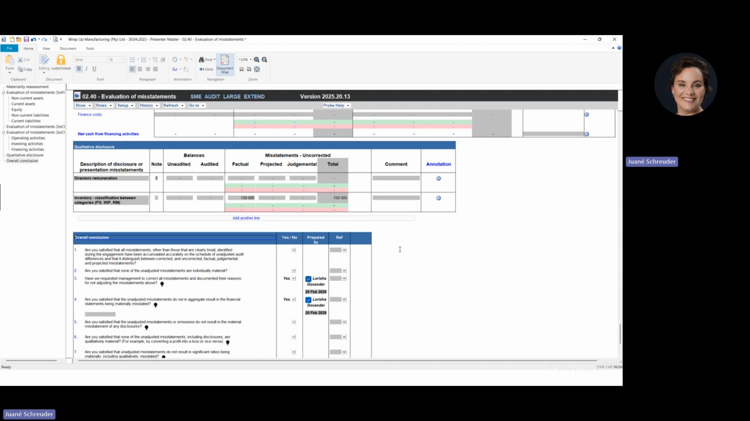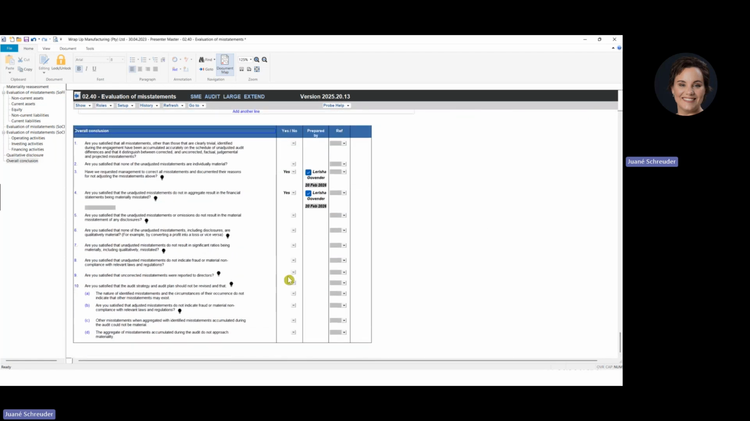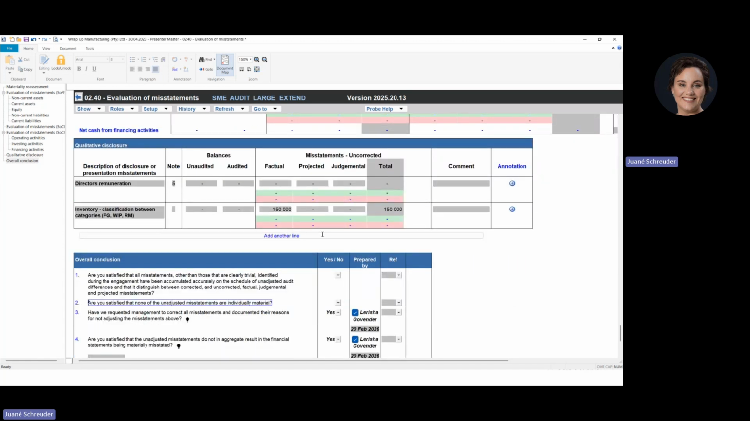Now, the overall conclusion talks about the journal entries. It talks about all misstatements. So the misstatements in the statements that we had earlier on, cash flow, balance sheet, income statement, this qualitative disclosure, everything in total, and we almost need to sit back and ask ourselves, knowing about all of the mistakes in the client's financial statements, all of the misstatements, now we need to ask ourselves, are you satisfied that none of the unadjusted misstatements, let me make this a bit bigger for you so you can clearly see.